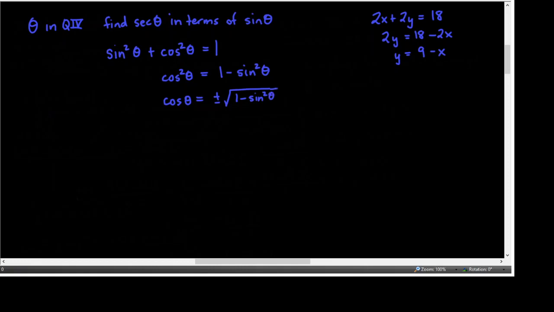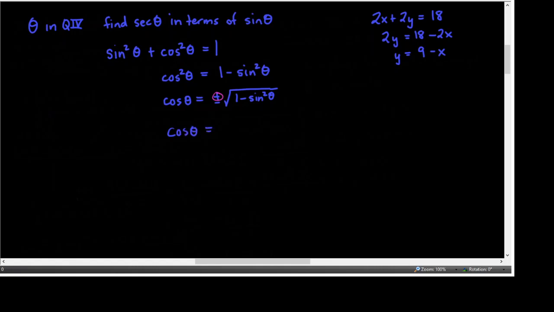And then to get this to be right, I'm going to think about this quadrant 4 thing. All students take calculus. Cosine is positive in the 4th quadrant. So that means of the two possibilities, because we're in quadrant 4, cosine of theta will be a positive answer.